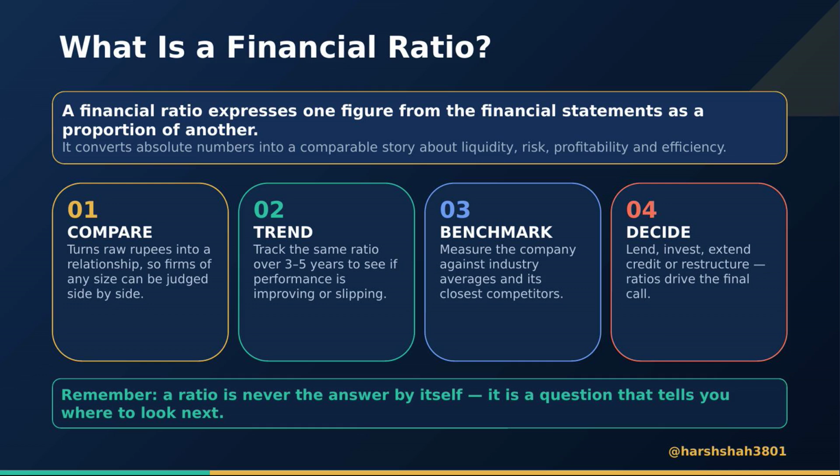Now, ratios help us do four things. First, compare. We can judge companies of totally different sizes side by side. Second, track the trend. Look at the same ratio over 3 to 5 years and see if things are improving or slipping. Third, benchmark. Measure the company against its industry and its competitors. And fourth, decide. Lend, invest, extend credit, or restructure.